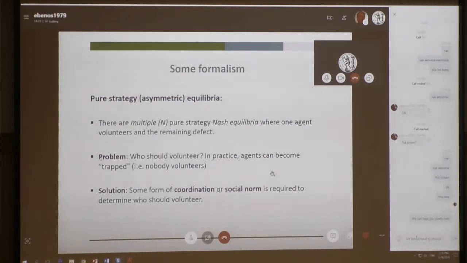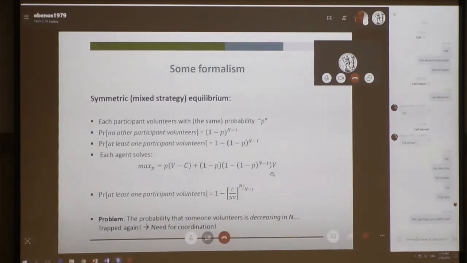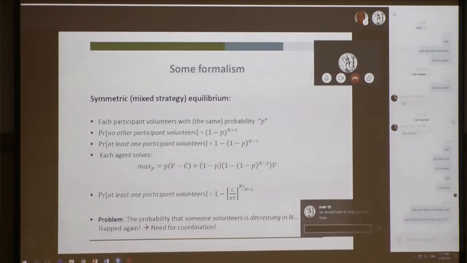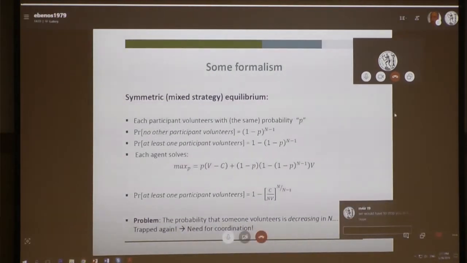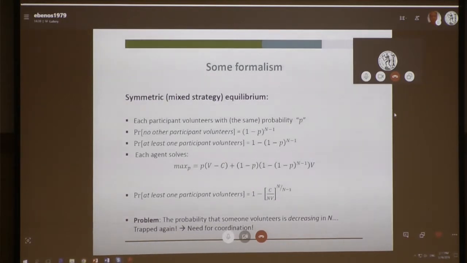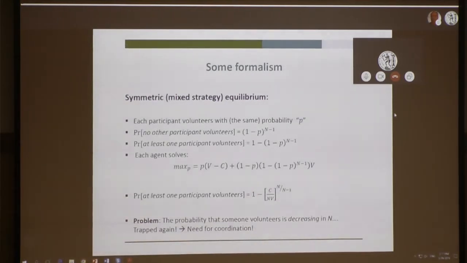Now, if you look at mixed strategy symmetric equilibria, things get a little bit more interesting. Suppose, for example, that every person volunteers with a probability P, and I'm not going to go through the details. If you solve this very simple problem, you end up with a situation where in equilibrium, someone volunteers with a positive probability, and that's the last expression in this slide.